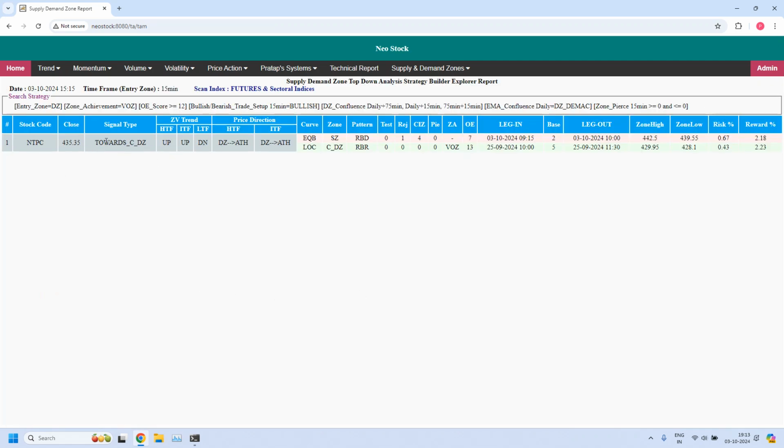Oh, excellent. So this stock has a daily EMA confluence, and the 15 minute zone and 75 minute zone together are again part of this daily zone. That is what zone confluence means, and moreover it is a high liquidity zone. So it's a high probability setup.